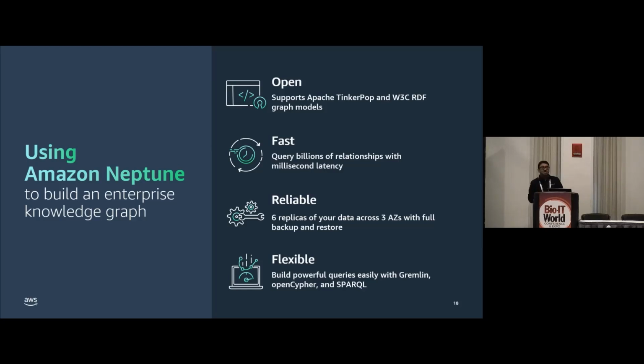And finally, it's highly reliable. So it has an availability of 99.9%. And we actually copy your data 6 times across 3 different availability zones. And a typical instance failover would take less than 30 seconds.